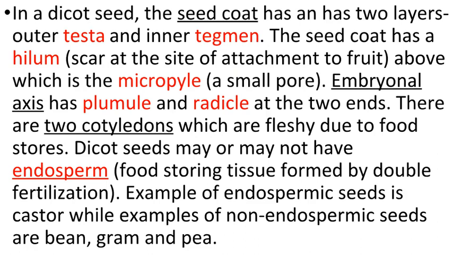There are 2 cotyledons which are fleshy due to food stores. Dicot seeds may or may not have endosperm, food storing tissue formed by double fertilization. Example of endospermic seeds is castor, while examples of non-endospermic seeds are bean, gram and pea.